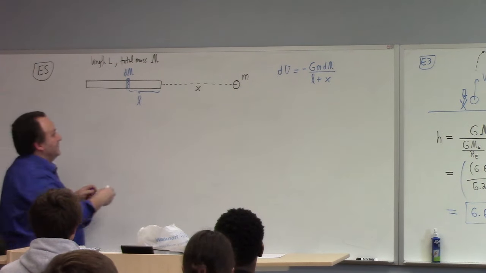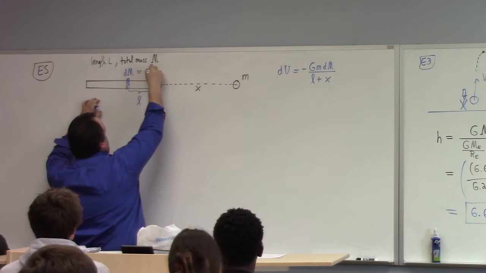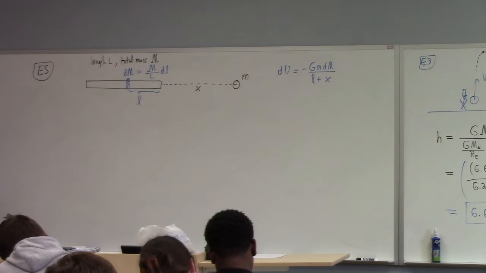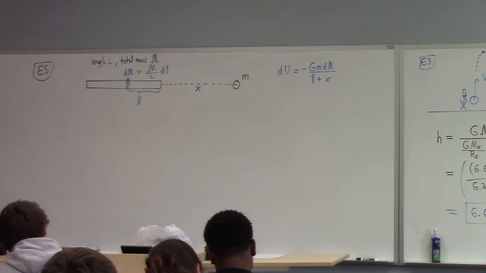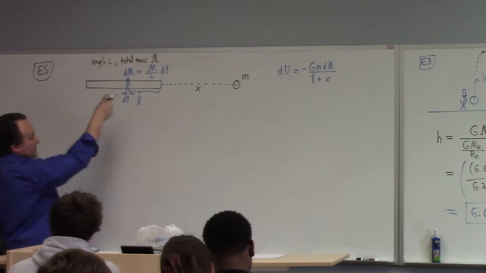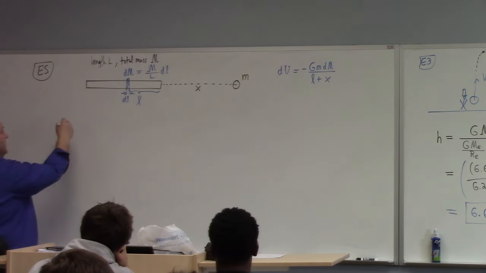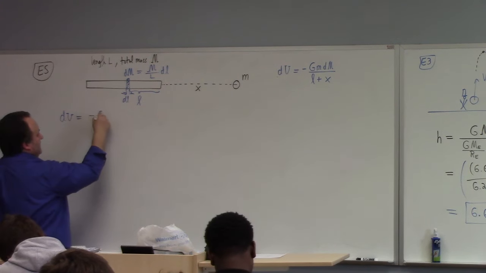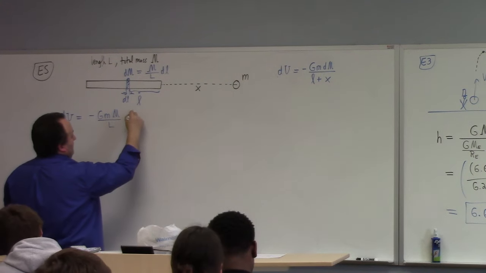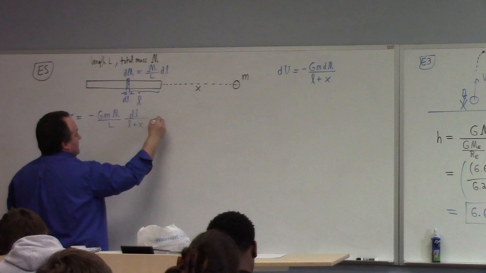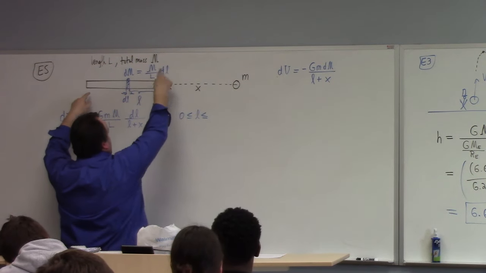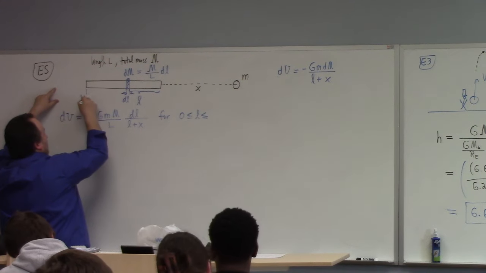So, what is dm? Well, if we assume this is a uniform mass, dm is just M over L times dl. So the mass per unit length is M over L. Since I'm looking at a little dl right there, dl times M over L gives me the mass there. And so dU is minus G, the little m, which is fixed, dm is actually M over L, and then we've got dl over L plus x. And this is going to be true for what? For 0 less than or equal to L less than or equal to what? We have a mass all the way from L equal to 0 all the way over to here, which is where little L is equal to big L.